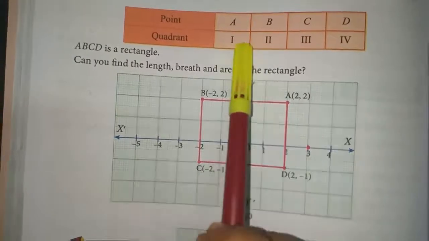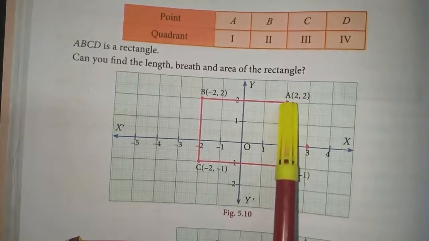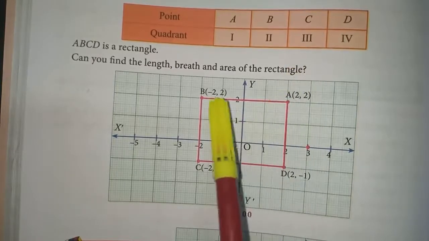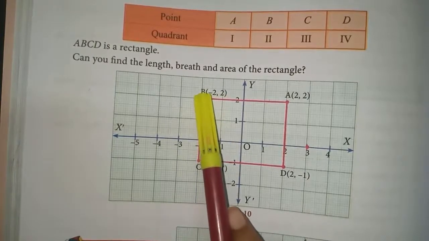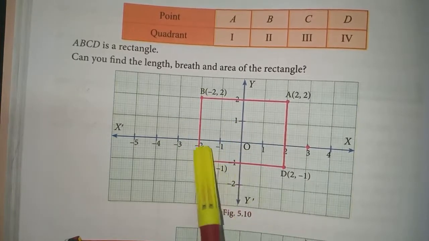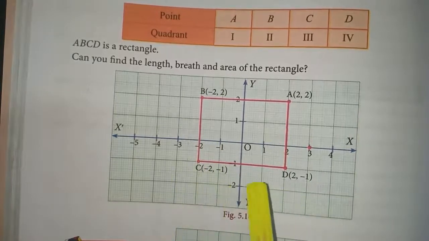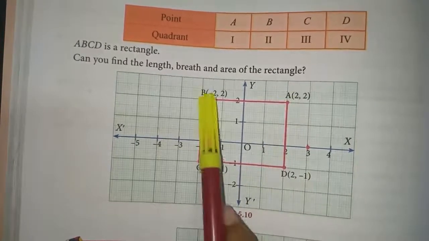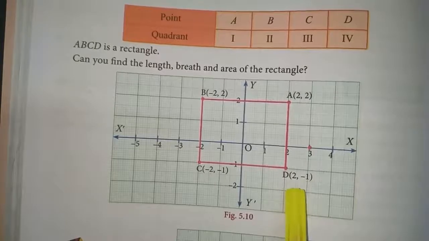The first point lies in the first quadrant, that is 2 comma 2. So 2 from the x-axis and 2 from the y-axis, the meeting point is 2 comma 2. Then the point B is minus 2 comma 2. So minus 2 from the x-axis and 2 from the y-axis. So you get the point B. And the third point is minus 2 comma minus 1. So minus 2 from the x-axis and minus 1 from the y-axis. The point is C. At last you have the point D, 2 from the x-axis and minus 1 from the y-axis. Then join all those lines, you get a rectangle. So you get a figure ABCD, which is a rectangle.